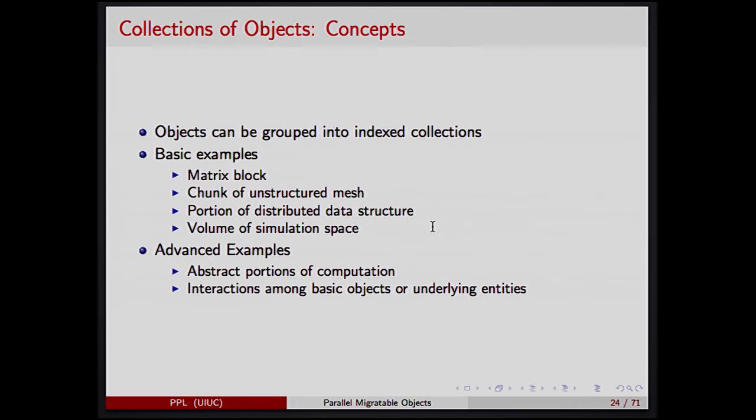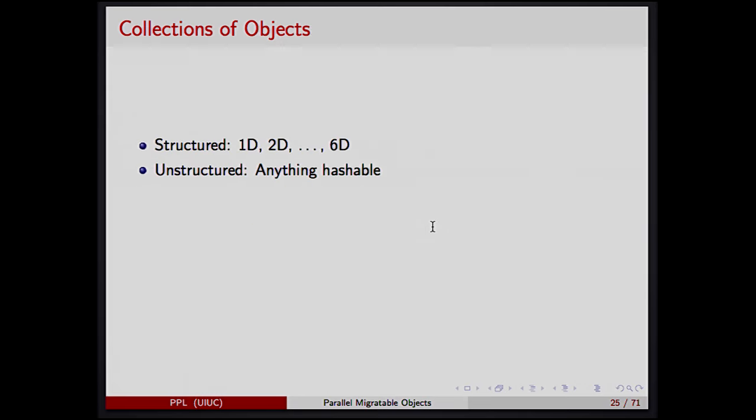So, index collections. So far, we looked at main chare, simple chare, singleton chares. These were all singleton chares by themselves. Now they can be organized into index collections. Index collections are useful for things like blocks of a matrix, where you need a collection of those blocks, or chunks of an unstructured mesh, where you would have a whole collection of these chunks along with maybe chunks of other things. The structured collections are one-dimensional through six-dimensional. I think seven is now supported, but these can also be sparse and unstructured, with anything hashable as an index.